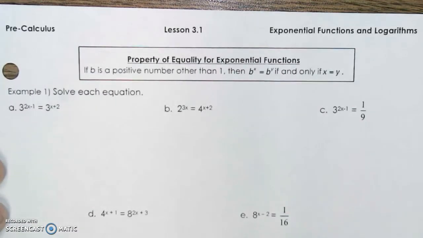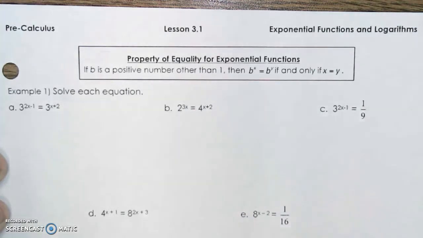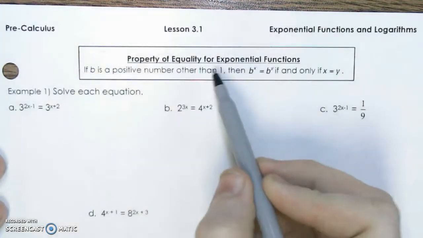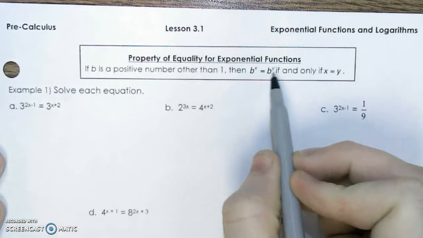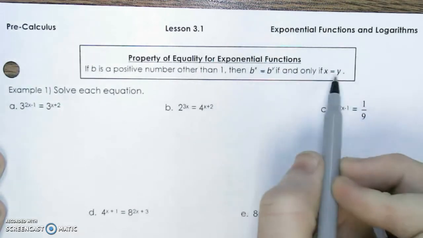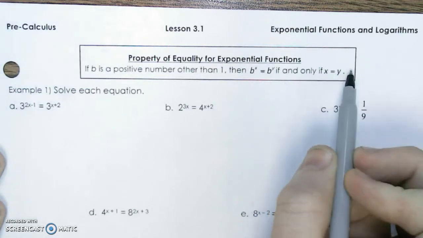All right, in chapter 3, we're discussing exponential functions and logarithms. We're going to start with this property of equality for exponential functions, where if you have the same base, then you can set the exponents equal. So b to the x equals b to the y, then you've got x equals y.